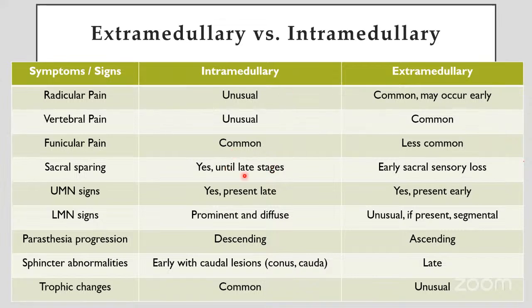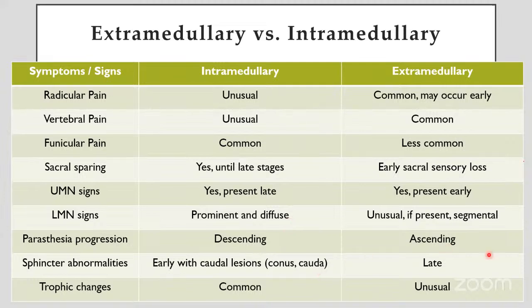There is sacral sparing until the late stages in intramedullary lesions because the sacral fibers lie most laterally. While in extramedullary lesions, as the sacral fibers lie most laterally, there is an early sacral sensory loss. There are early UMN signs in the extramedullary lesions, and the LMN signs are unusual. And if present, they might be segmental because of the dorsal root ganglion involvement, while LMN signs are prominent and diffuse in intramedullary lesions, especially at the level of the lesion.